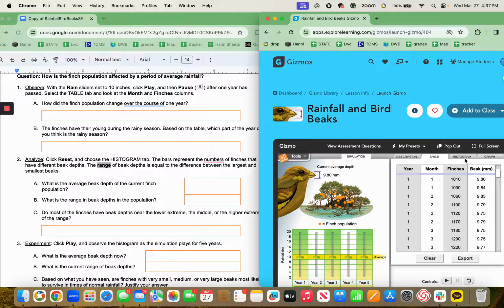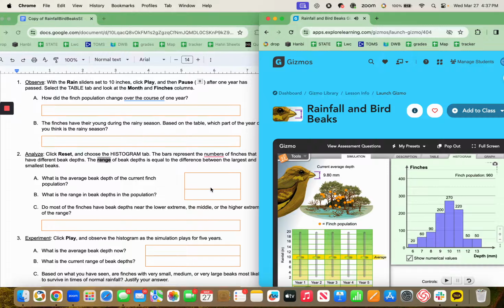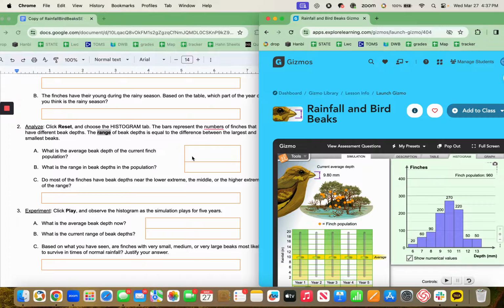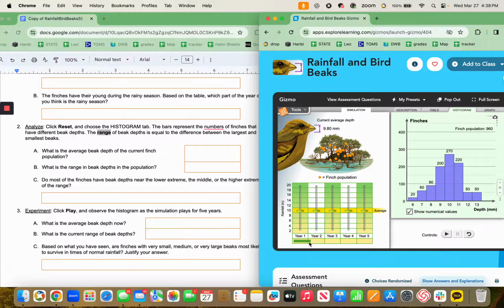Now we're going to go to the histogram, and we're going to look at the number of finches that have different beak sizes. We're going to look at the average beak depth, which we already know is 9.8 here, and the range in beak depths in the population. The range is kind of like the smallest to the largest beak depth, so we could say it's like 6 to 13. This might not be exact, because I went over a little bit, so hopefully if you did it better, you stopped right at 12 months.